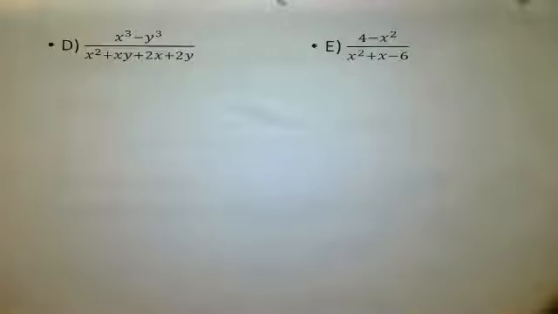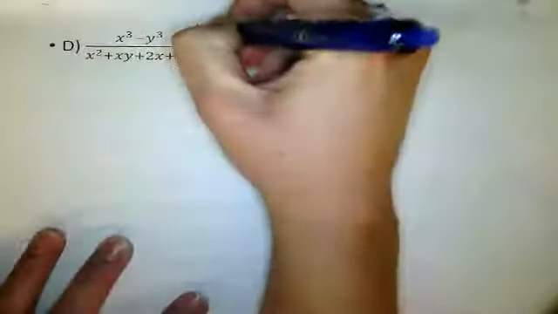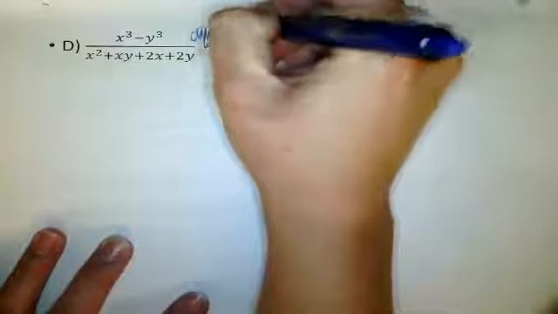Oh, the top. It's all addition of them, I guess. All right. X cubed minus y cubed. What's that called? Difference of cubes. Very good.